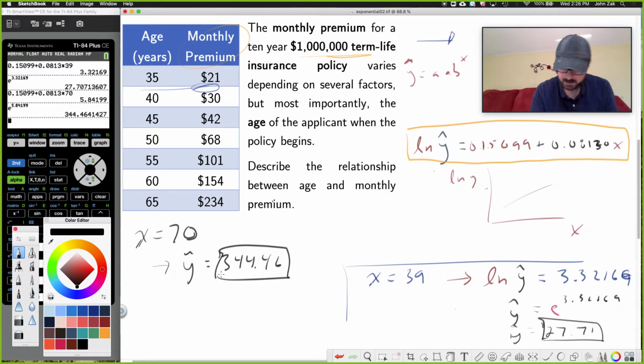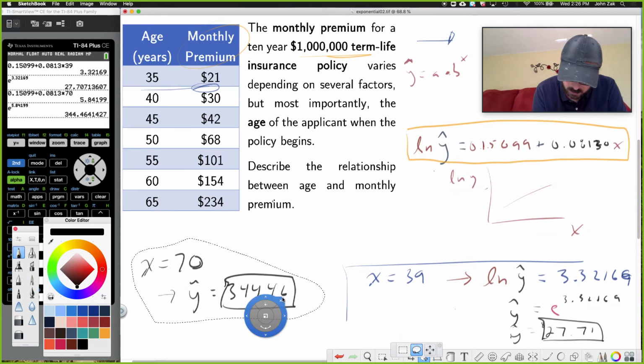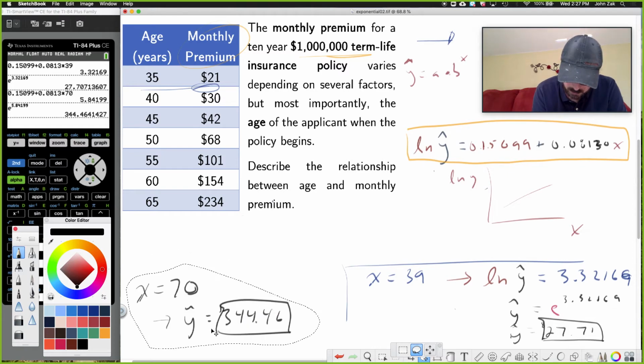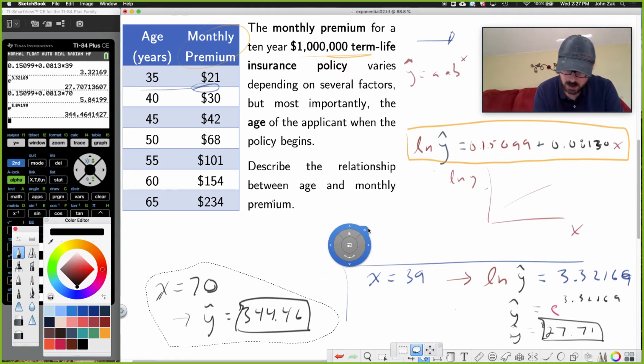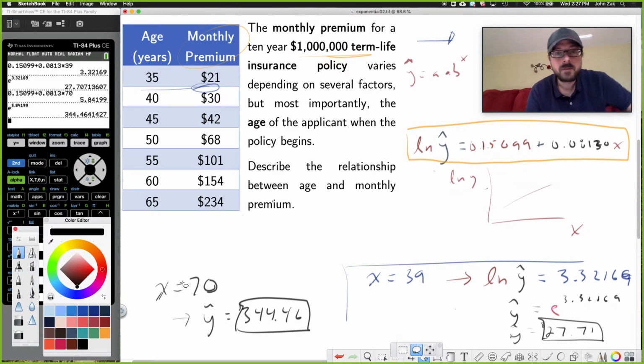Now, that's nice. And here's just a question I have for you. Which prediction are you more confident in? Are you more confident in the prediction for how much my insurance premium would be for me being 39 years old, or for the insurance premium of this 70-year-old person? Which of these two predictions to you is the more reliable? Think.